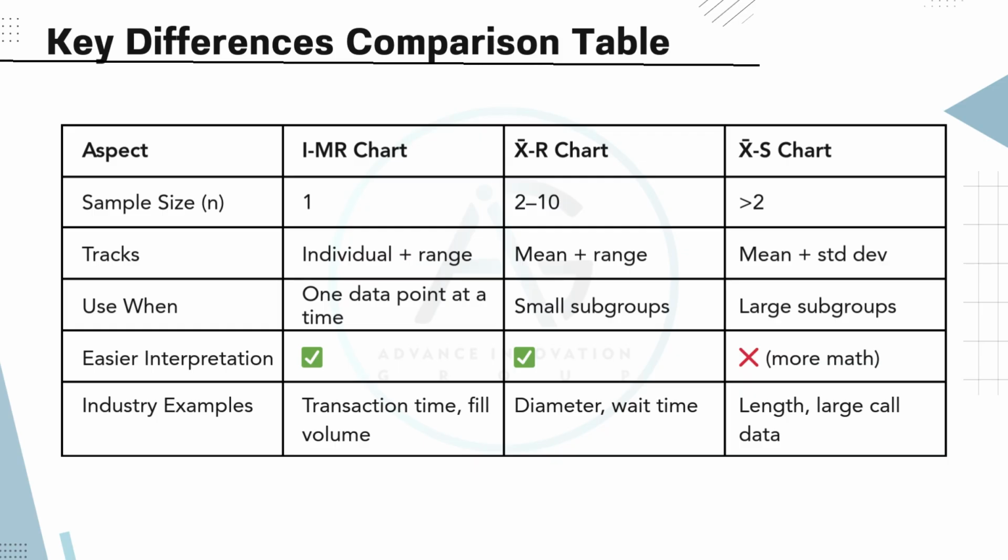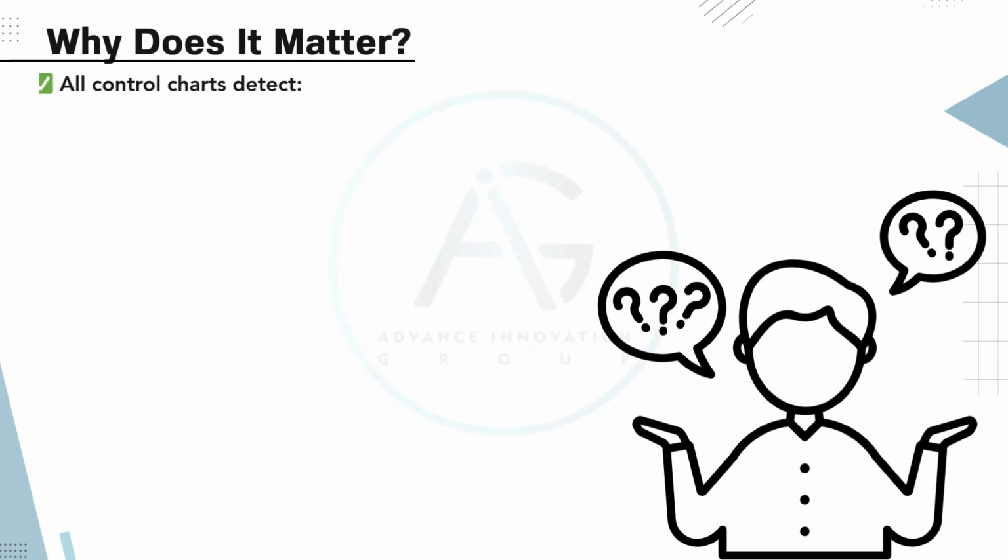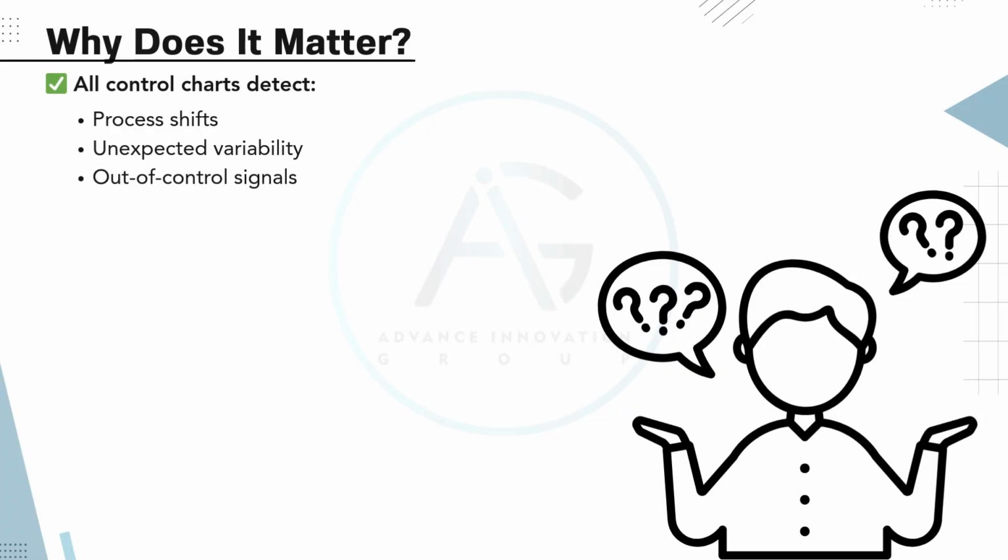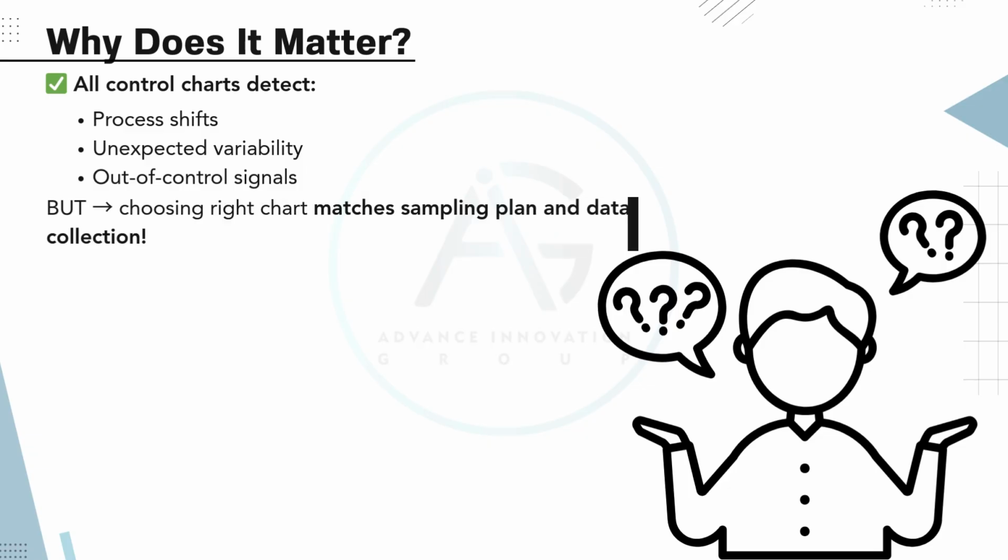IMR and XR charts are easier to interpret, while XS requires more statistical knowledge. Why does it matter? All control charts detect process shifts, unexpected variability, and out-of-control signals, but choosing the right chart matches your sampling plan and data collection. The wrong chart equals misleading interpretation.